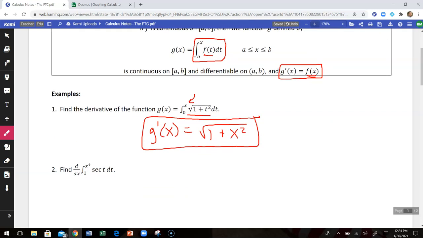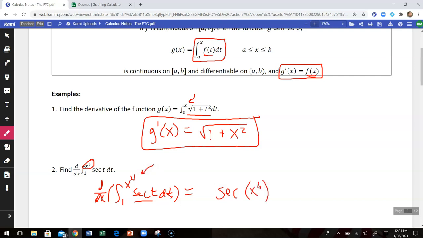It could get slightly more involved here. Notice on the second example, this isn't just x up here, it's x to the fourth. So there's an additional step we're going to have to take here, but I still want to find the derivative of this. So the derivative of the integral from 1 to x to the fourth of the secant of t dt is equal to that function, the secant, evaluated at whatever this is up here, x to the fourth. Okay, so in this example that was just x. The secant of x to the fourth.